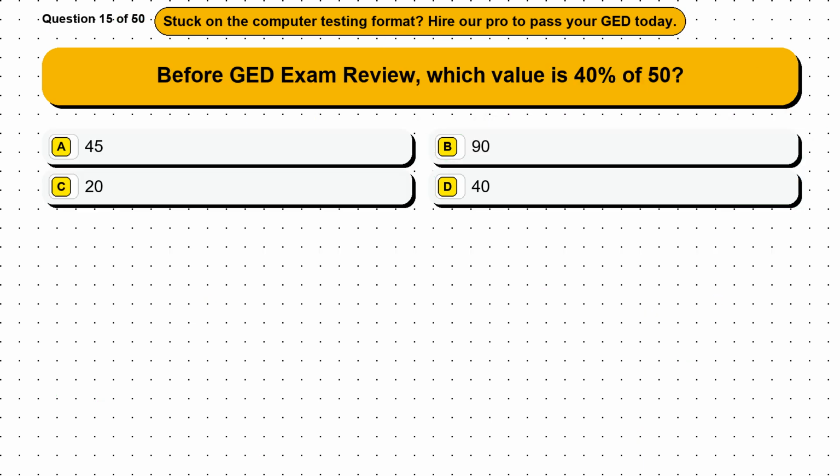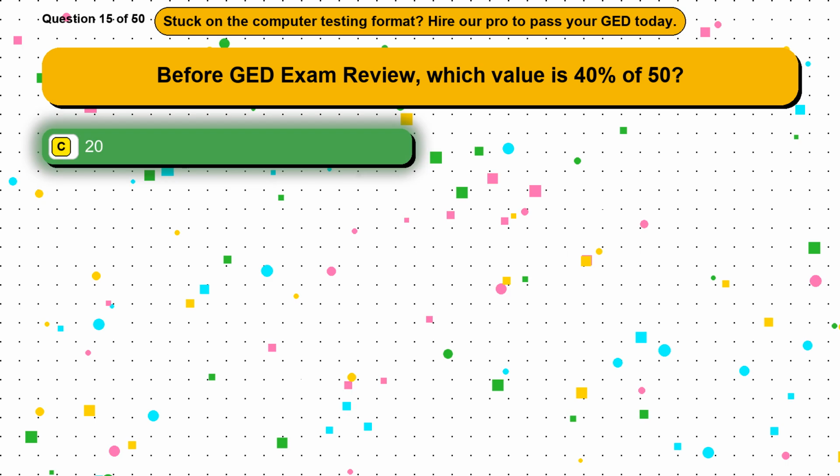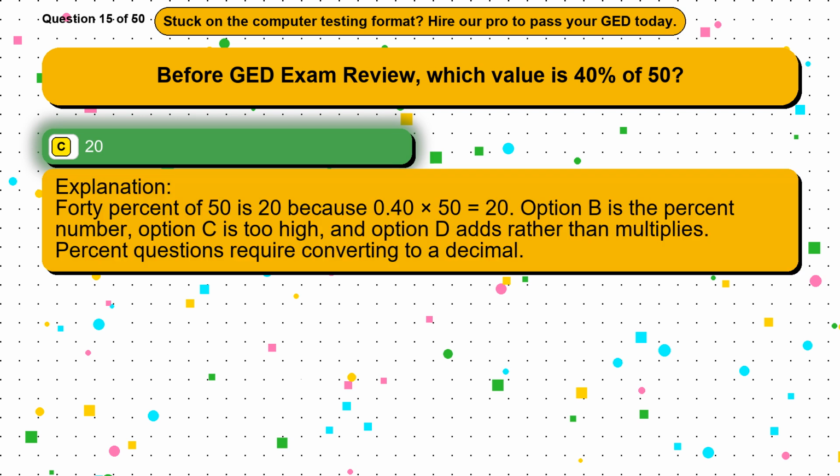Question 15. Before GED exam review, which value is 40% of 50? Option A, 45. Option B, 90. Option C, 20. Option D, 40. The correct answer is option C, 20. 40% of 50 is 20 because 0.40 times 50 equals 20. Option B is the percent number, option C is too high, and option D adds rather than multiplies. Percent questions require converting to a decimal.